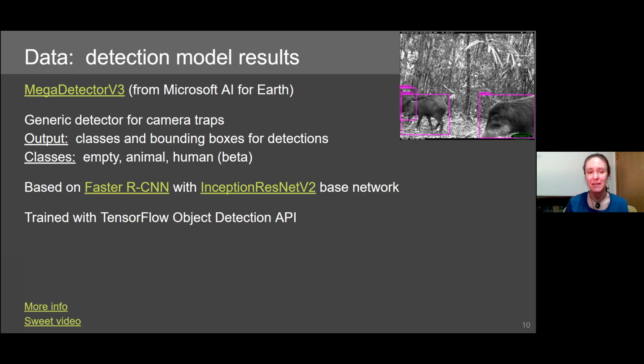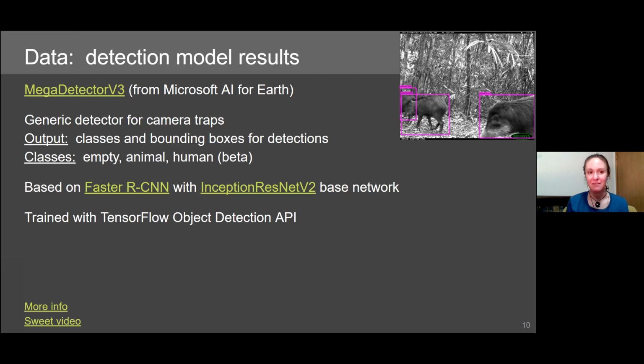So they designed MegaDetector to be a generic detector for camera trap images, which means it takes in a camera trap image and then it puts out detections, which are either no detections at all, meaning that the image is empty, or detections labeled as an animal or as a human. And the animal and human detections have a probability associated with them. Like, you can't really see, but for these pigs in the picture, it's animal probability 0.999.